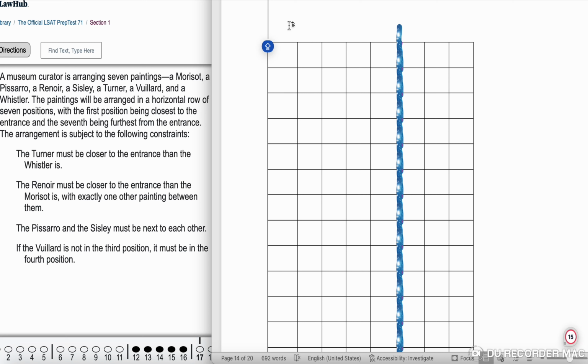A museum curator is arranging 7 paintings: M, P, R, S, T, V, W. The paintings will be arranged in a horizontal row of 7 positions, with the first position being closest to the entrance and the 7th being furthest from the entrance. The arrangement is subject to the following constraints. So this is going to be question 7, so I'm going to put the number 7.